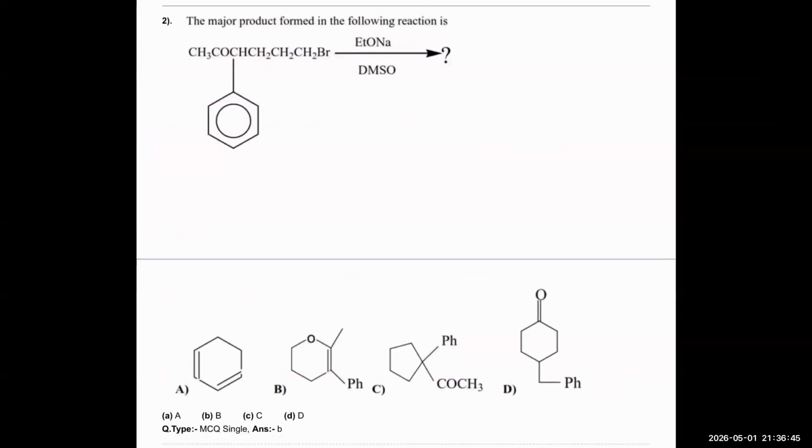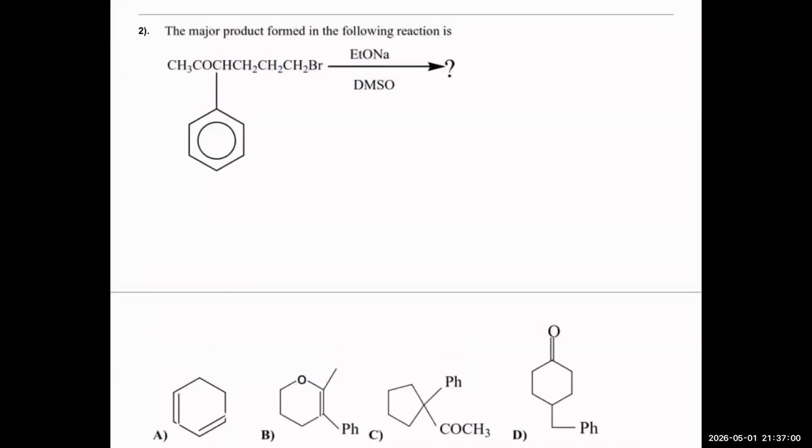Right. Please check out the second one. It's an easy case. You can notice this. EtO minus, what will it do? Okay. So EtO minus is a good base. Now the structure is like this. How many carbons do we have? 1, 2, 3, 4, 5, 6. 6 carbons we have.